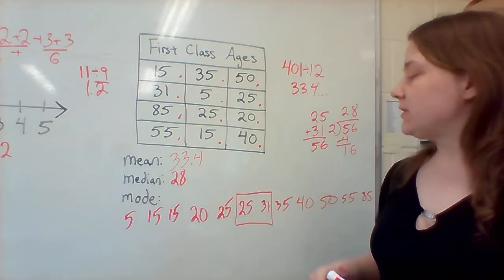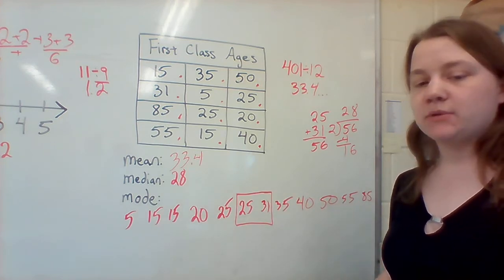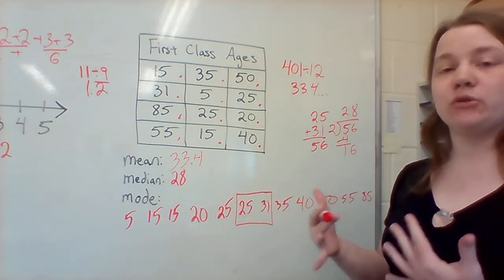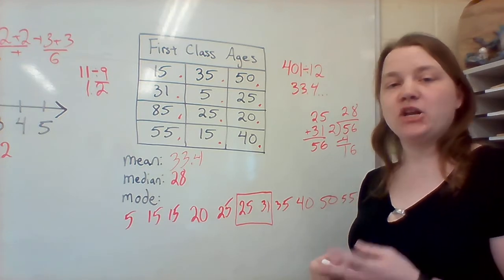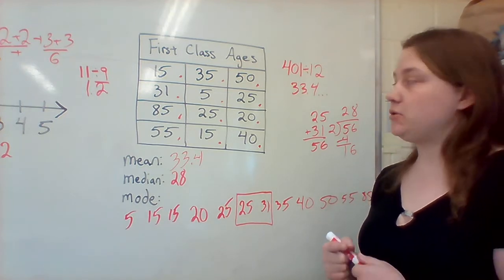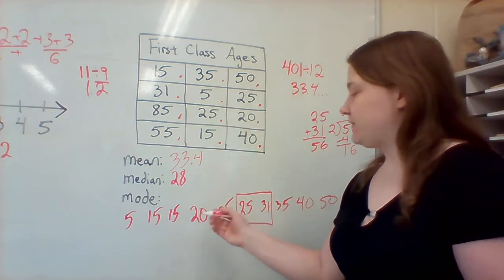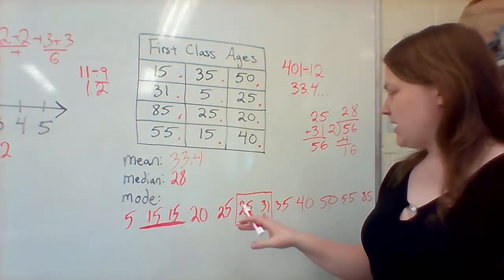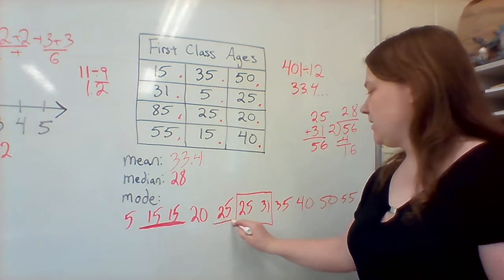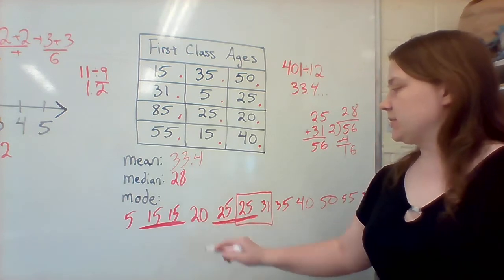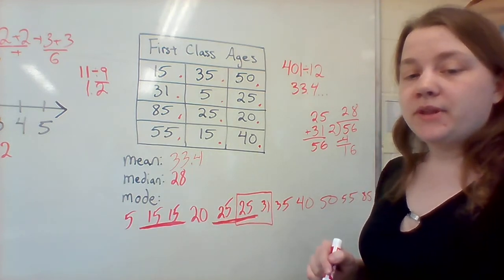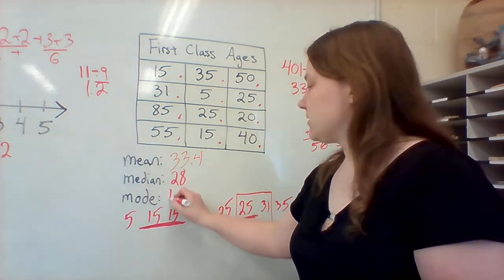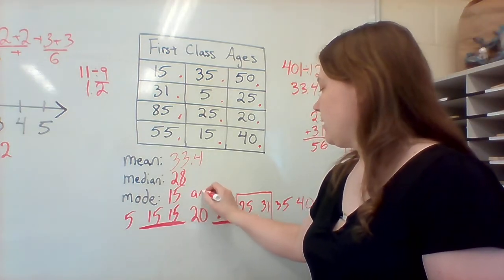Now, to find the mode, I need to look for the numbers that show up the most. I know that there was at least one number that showed up 2 times because I missed that 15. So 15 is a double number. And is there anything else that doubles? Yes. 25 also doubles. So what I'm going to do is I'm going to put down that my answer is 15 and 25.